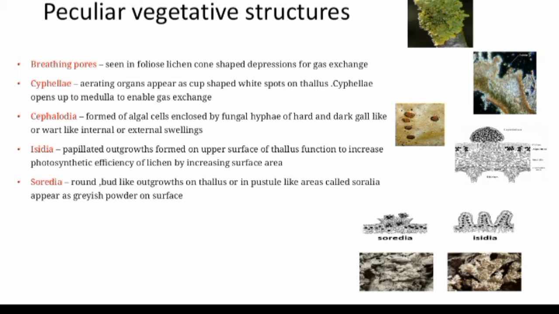Cephalodia are formed of algal cells enclosed by fungal hyphae, as hard and dark gourd-like or wart-like internal or external swellings. Isidia are papillated outgrowths formed on the upper surface of the thallus that function to increase the photosynthetic efficiency of the lichen by increasing the surface area. Soredia are round bud-like outgrowths on the thallus or in pustule-like areas called soralia, appearing as greyish powder on the surface.